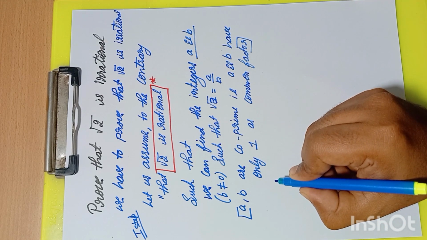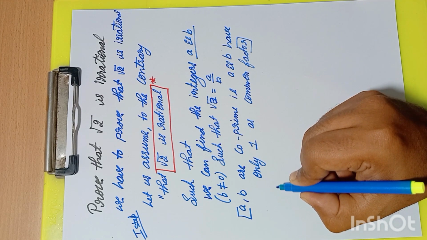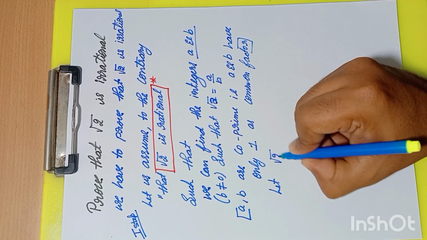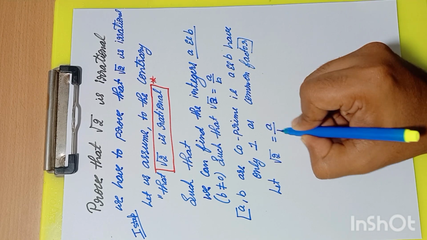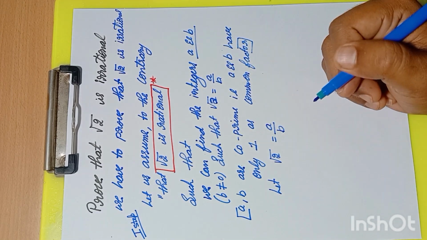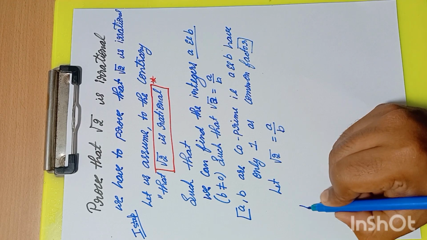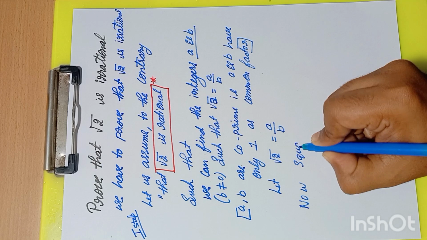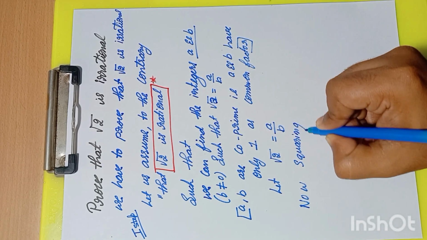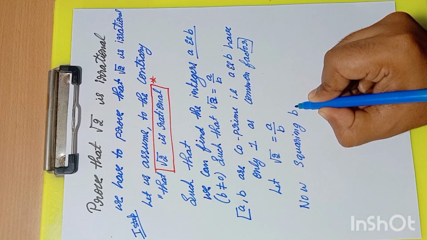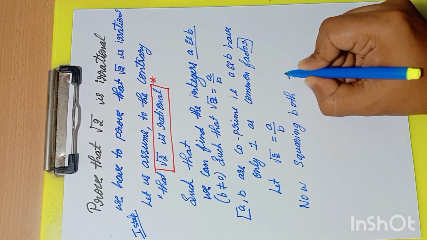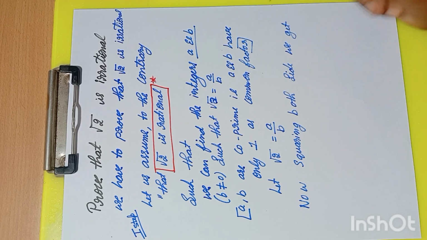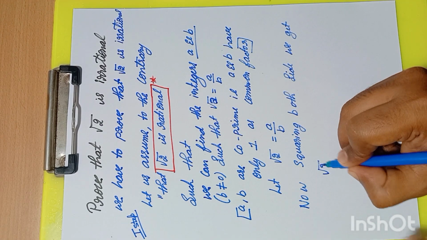In the first step, we can find integers a and b, b not equal to 0, such that root 2 is equal to a by b. It is very important. Let root 2 be equal to a by b. Next step, the third stage: now squaring both the sides, we get root 2 whole square is equal to a by b whole square.